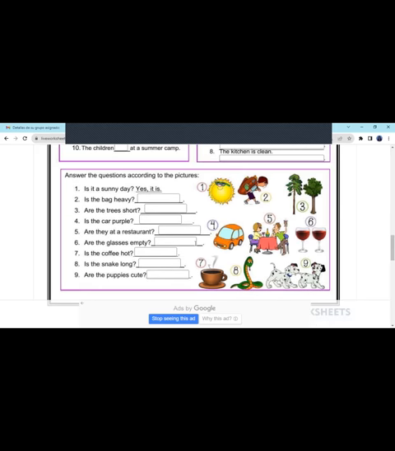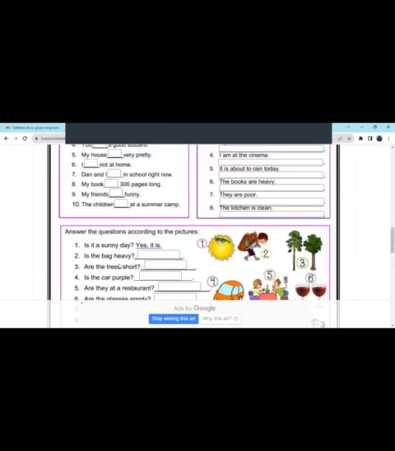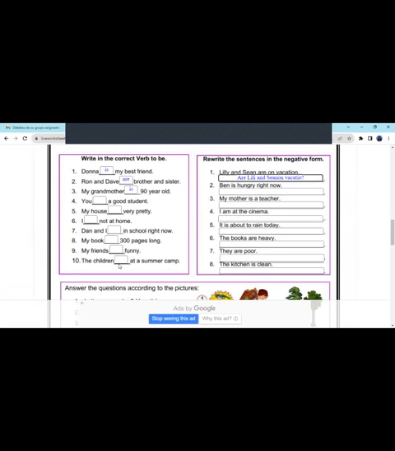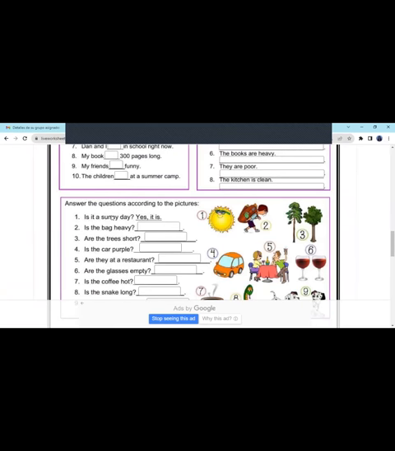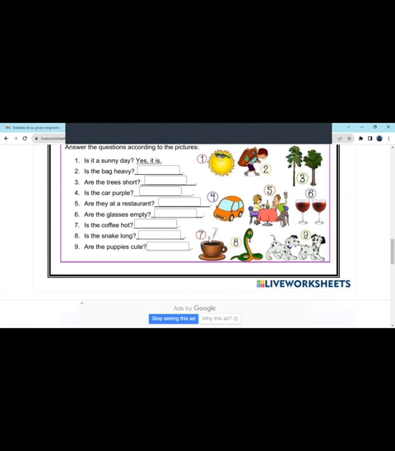In the next part, and the last one, it says, answer the questions according to the picture. Number one, look at the picture. Number one, this is number one, number two, three, four, five, six, seven, eight, nine. And you finish in the number nine with the two dots. So it says, it is sunny. Yes, it is. That's the question.